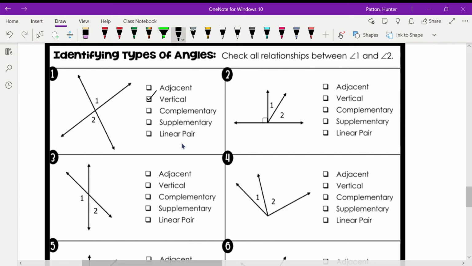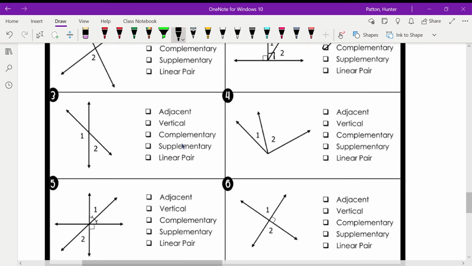Number 2. Okay. Yes, they're adjacent because they share this side between them. Not vertical. They are complementary because since this is a straight line at the bottom, this is a right angle. That means this also has to be a right angle. Okay, so they are complementary. They're not a linear pair because a linear pair means just those two would make a straight line. Sure, all three of these together make a straight line, but not just angles 1 and 2. So they're not a linear pair.